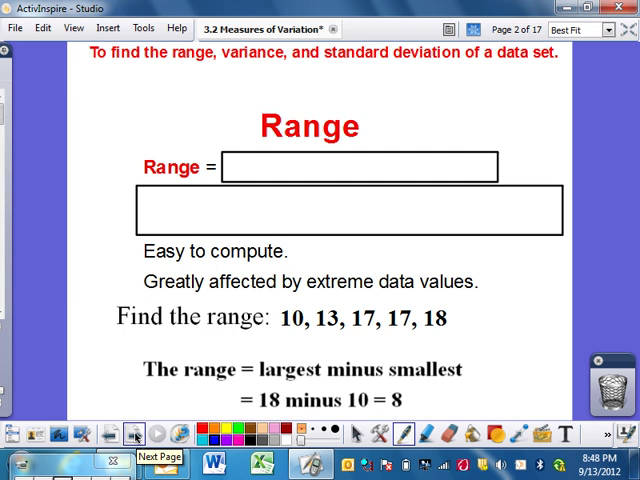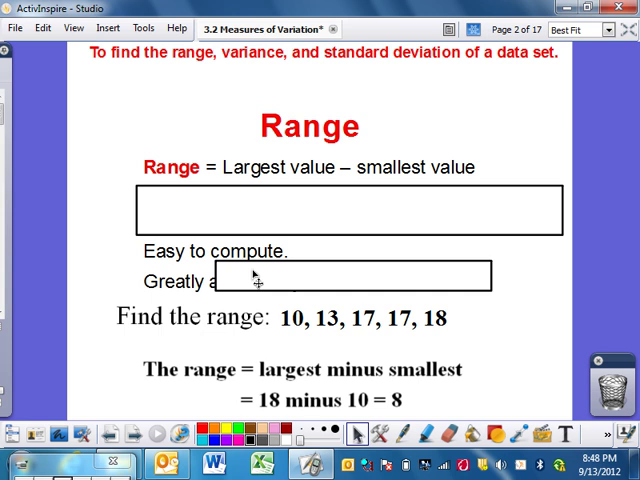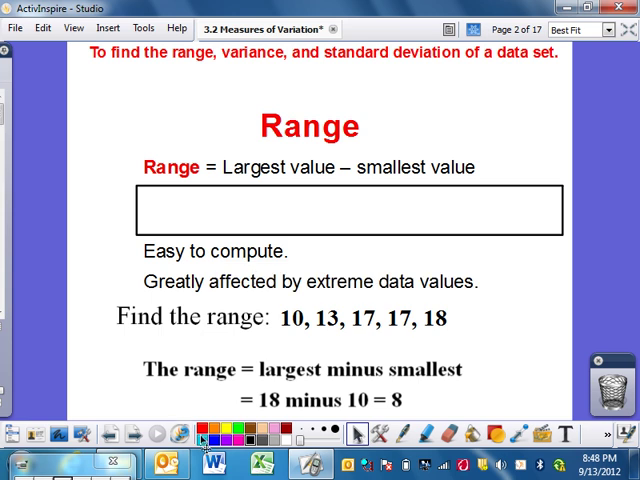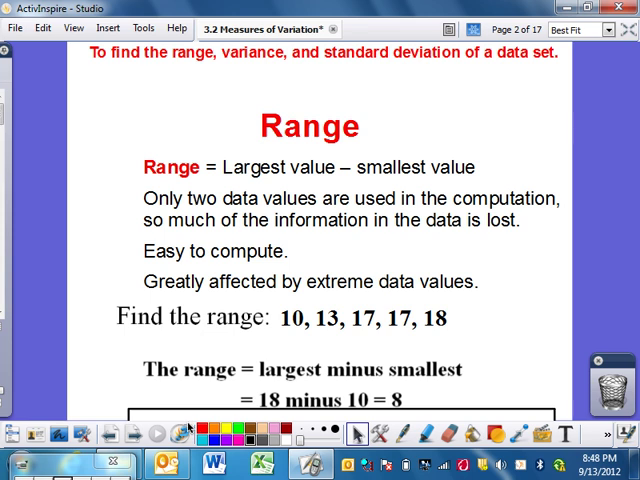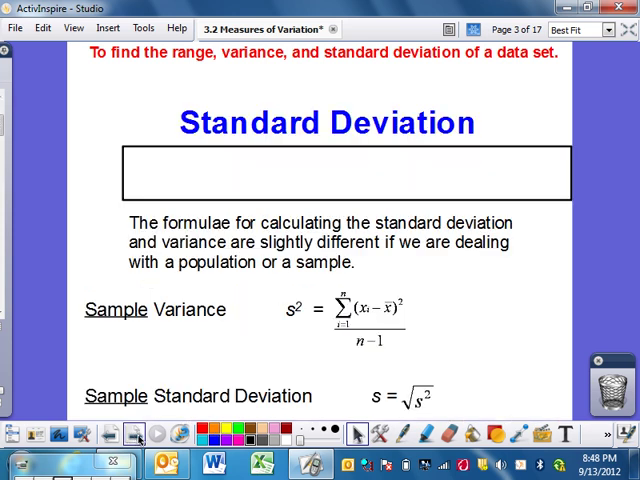So the range. What is range? You know what this is. Largest minus the smallest value. Only two data values are used in the computation, so you lose a lot of the data. It's easy to compute, but can definitely be affected by extreme values. So if you find the range of 10, 13, 17, 17, 18, you go 18 minus 10 is 8. If I ever ask for the range, it's as simple as that.